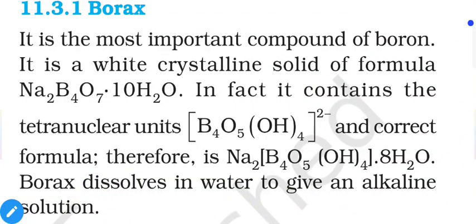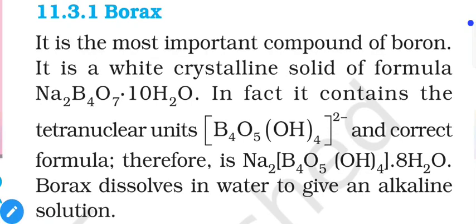Hello students, so today we will discuss some important compounds of boron. First is borax, and it is the most important compound of boron. Its formula is Na2B4O7·10H2O, but it contains a tetranuclear unit. That means it is a complex compound which has 4 centers or nuclei.